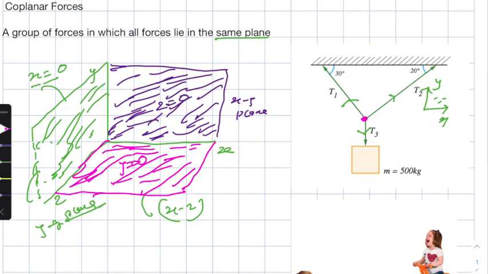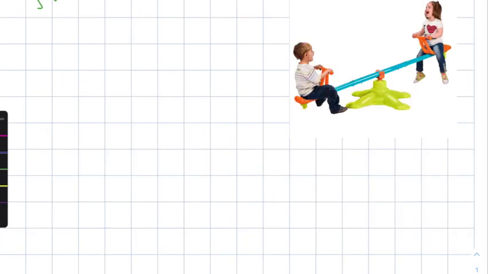and this type of coplanar force is known as concurrent coplanar. There are other types of coplanar force in which forces lie in the same plane, but they do not meet each other at a single point.